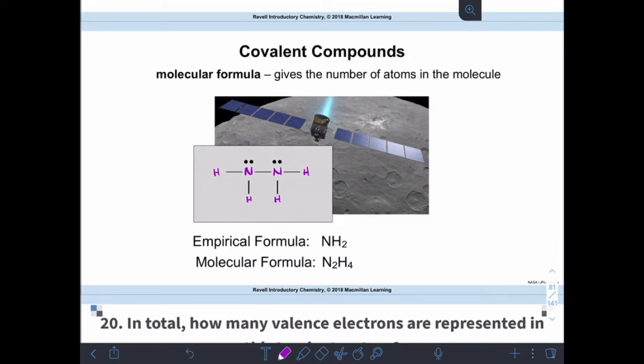Okay, so there are 2 types of covalent formulas. The molecular formula is what the atom or the molecule actually is. Okay, so in our example here, these 2 N's and these 4 H's, the molecular formula is the real-life molecule.